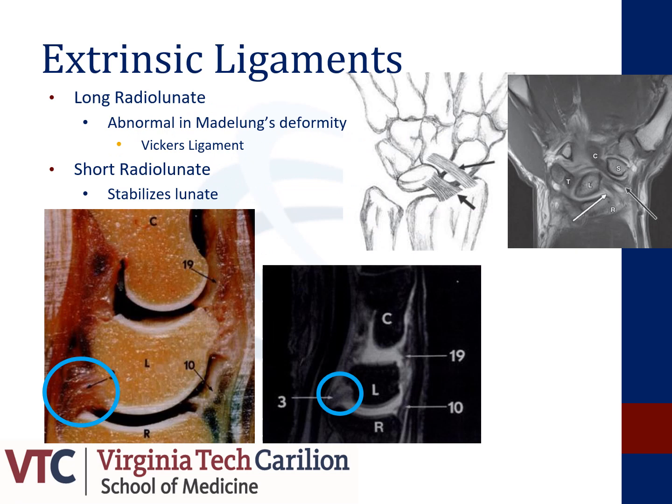Now we'll talk about the long radiolunate and the short radiolunate ligaments. The long radiolunate is the more radially based ligament. The short radiolunate is more ulnar in comparison. The long radiolunate ligament is abnormal in a Madelung's deformity and is most often referred to as the Vickers ligament in that setting. And the short radiolunate is a key stabilizer of the lunate and is one to think about with a perilunate dislocation when the lunate stays reduced in the lunate fossa.